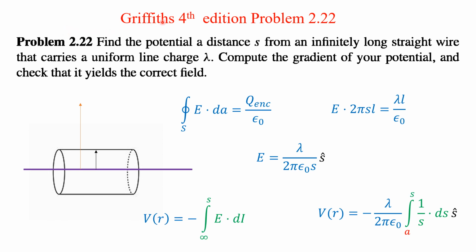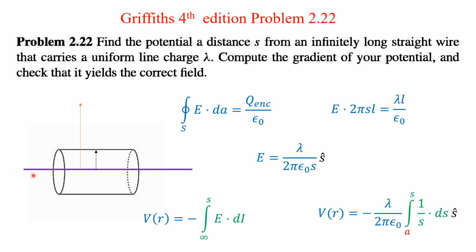Today we will solve problem 2.22 of Griffiths 4th edition, Introduction to Electrodynamics. The problem is: find the potential at distance s from an infinitely long straight wire that carries a uniform line charge lambda. Compute the gradient of your potential and check that it yields the correct field. So, by definition, to find the potential, we have to find the electric field.